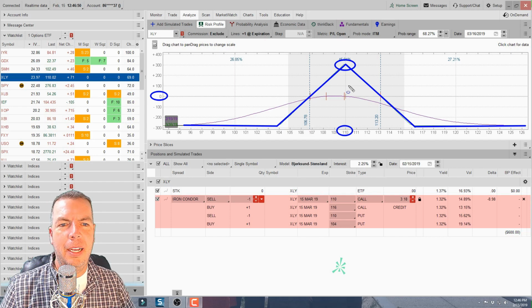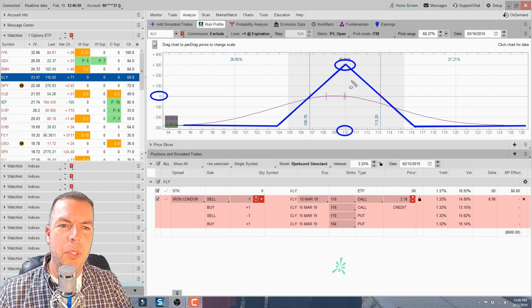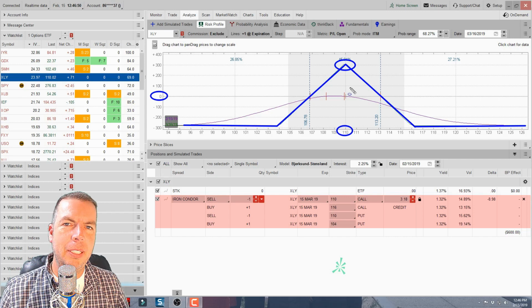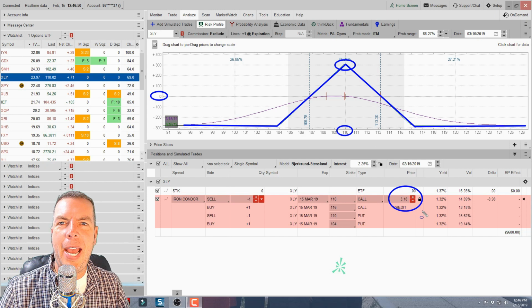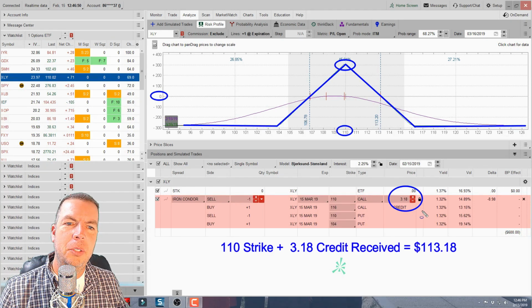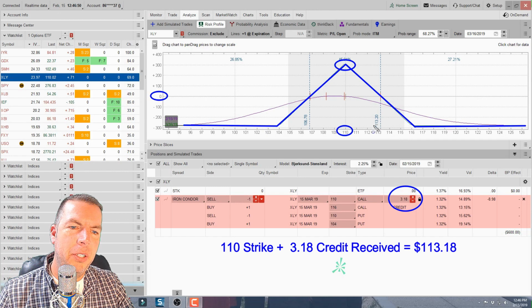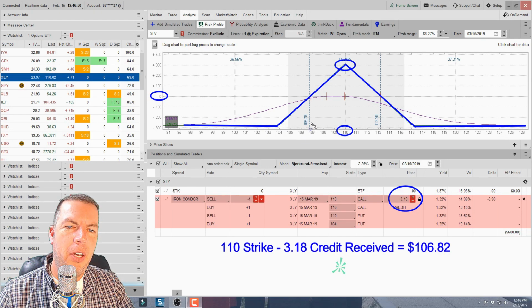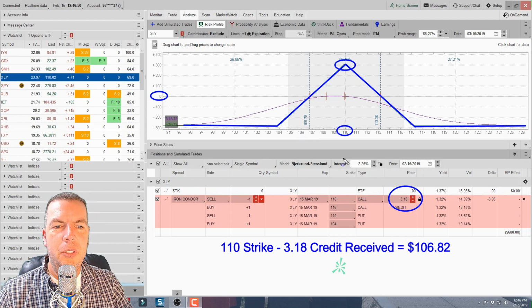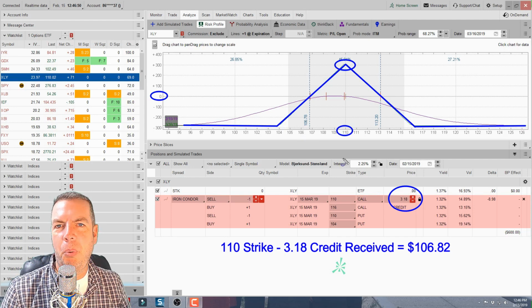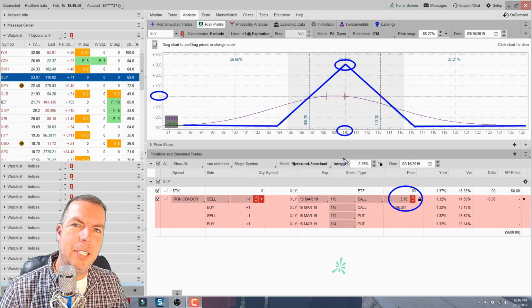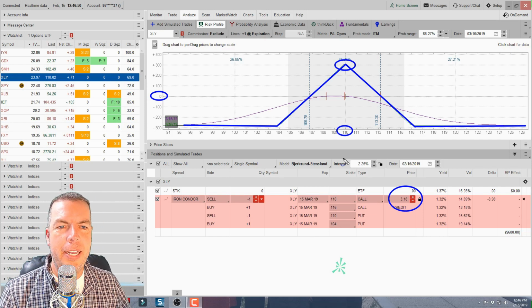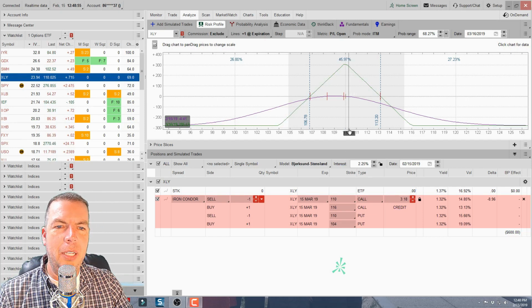So is that going to happen? Most likely not, but we do have a range here. The way we find our range, or our break-even points, is by taking what we take in as a credit here of $3.18 and adding that to the $110 strike. So on the upside, we're going to have $113.20 basically, and to the downside, we're going to have $106.78. So that's where our break-even points are on this trade: $3.18 to the upside, $3.18 to the downside. Let's go ahead and see what that looks like on a chart.